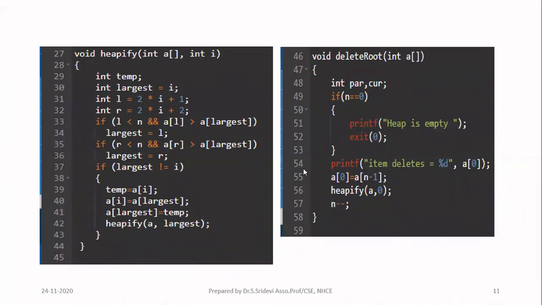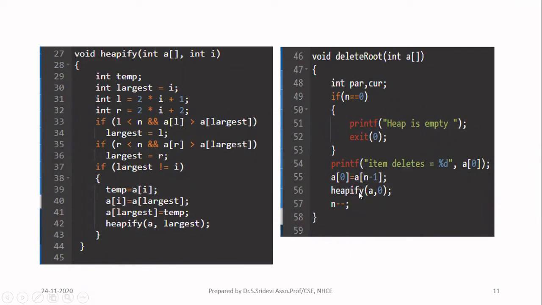So for that, in line number 55, the last element currently will be available at the index n minus 1, because n is going to tell you where you can insert your next element. So the lastly inserted element will be available at the index n minus 1. That I am going to store in A of 0. That means I am bringing the last element to the position of the root. After that, I have to start arranging the elements so that they satisfy the property of the heap. For that, I'm going to call another function called heapify.